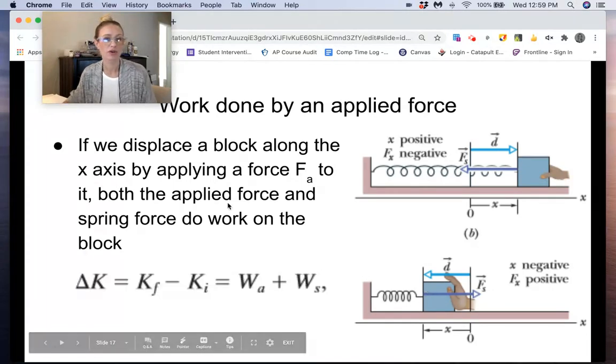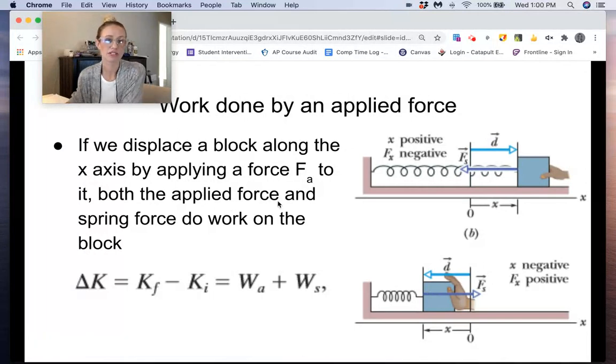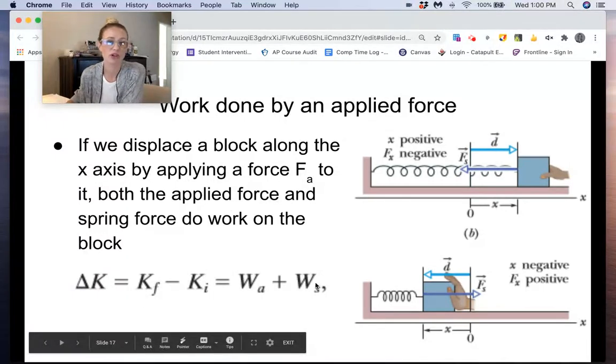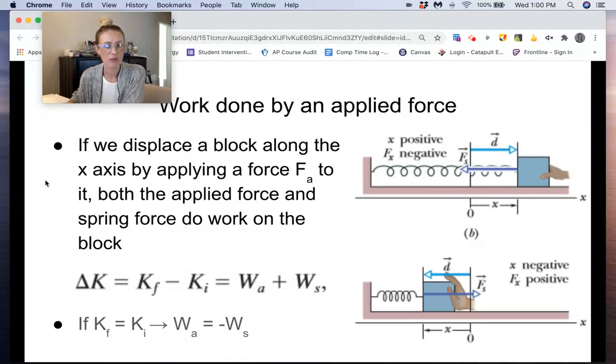So using our work kinetic energy theorem here, we can get that the total work or net work done on the object would be the work done by the applied force plus the work done by the spring force, and that's going to be equal to our change in kinetic energy. Now, if we don't have a change in kinetic energy, so our final kinetic energy equals our initial kinetic energy, then our work done by the applied force will equal the negative work done by the spring force.